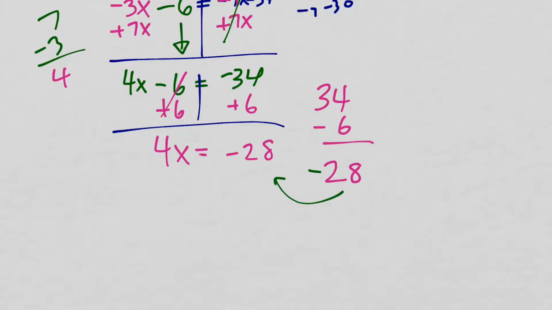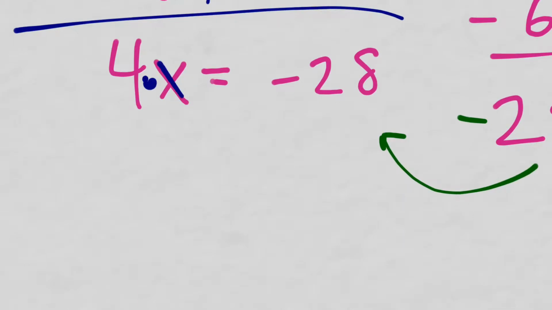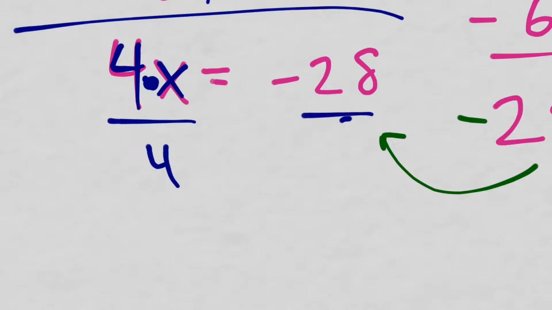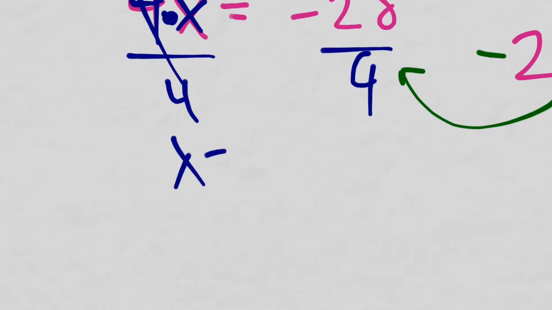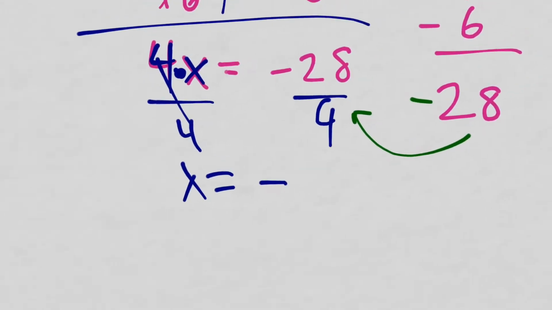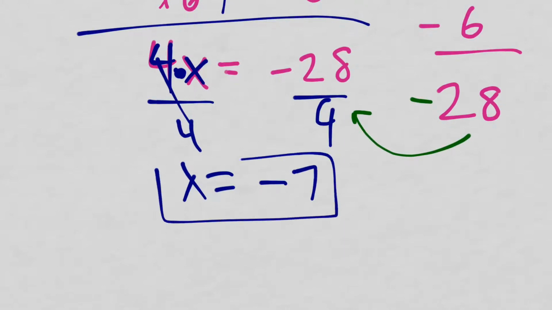Now, to solve for x, I have to get rid of the 4 because he's in front of the x. So the opposite of multiplying by 4 is to divide by 4. And we know that a negative divided by a positive is a negative, and 28 divided by 4 is negative 7.